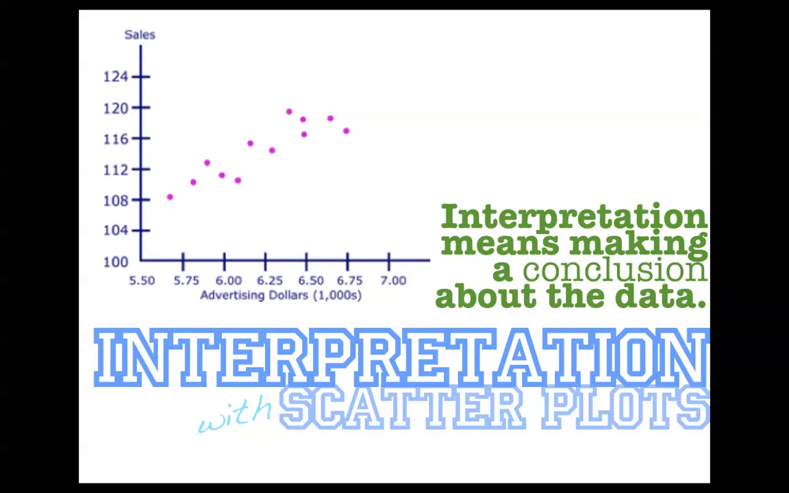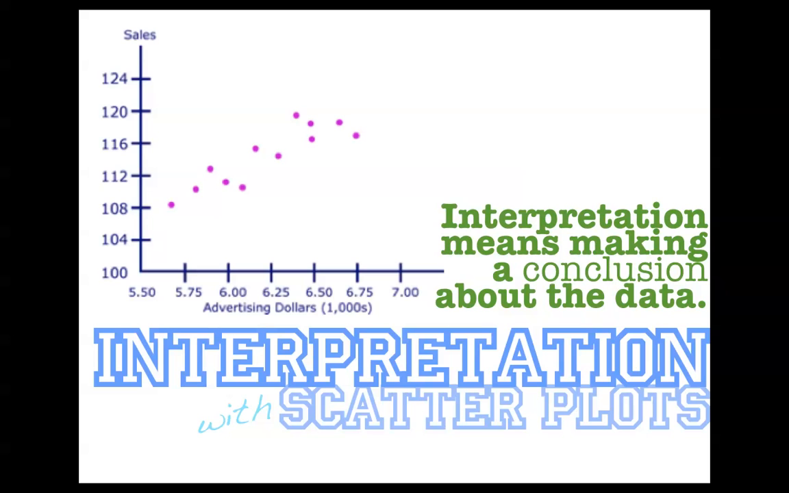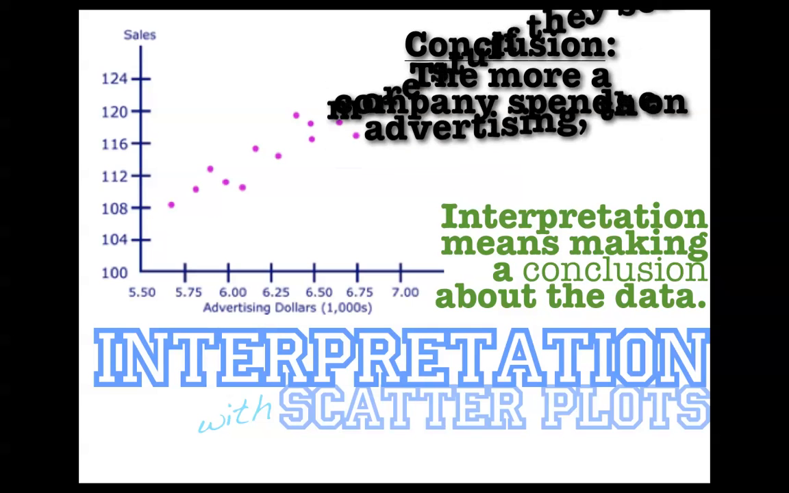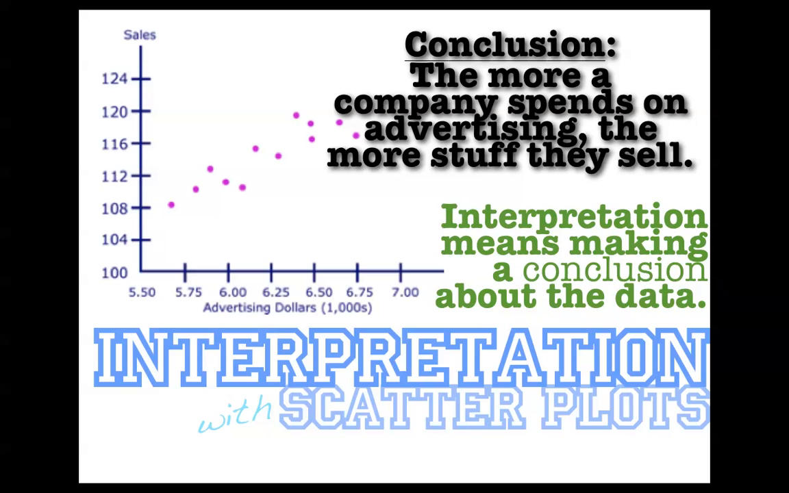So if you look at this data, it's talking about how many dollars certain companies spent on advertising and then how much they sold. So if I wanted to make a conclusion using this scatter plot, I would look and see that there's positive correlation here, and that means the more a company spends on advertising, the more stuff they sell. That's a conclusion that you can come to based on this scatter plot.